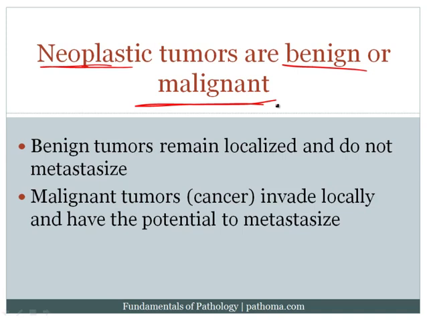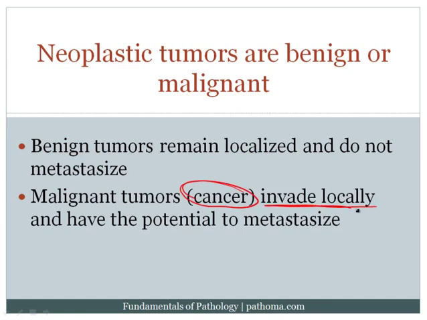Now, one of the key characteristics of benign tumors is that they tend to remain localized in the tissue in which they grow, and they absolutely do not metastasize. That's a key characteristic of benign tumors. Malignant tumors are also called cancer, and a characteristic of malignant tumors is that they invade locally, and they have the potential to metastasize. What do I mean by potential to metastasize?